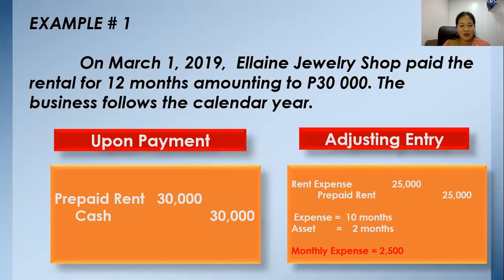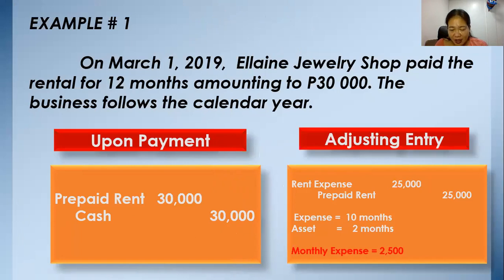So we'll have an illustration. On March 1, 2019, Elaine Jewelry Shop paid the rental for 12 months amounting to 30,000. The business follows the calendar year. Okay, so this is similar to what we did earlier under the expense method. So now we'll be using the asset method. So if the expense method would debit rent expense, here we will be debiting prepaid rent, 30,000, and cash, 30,000.